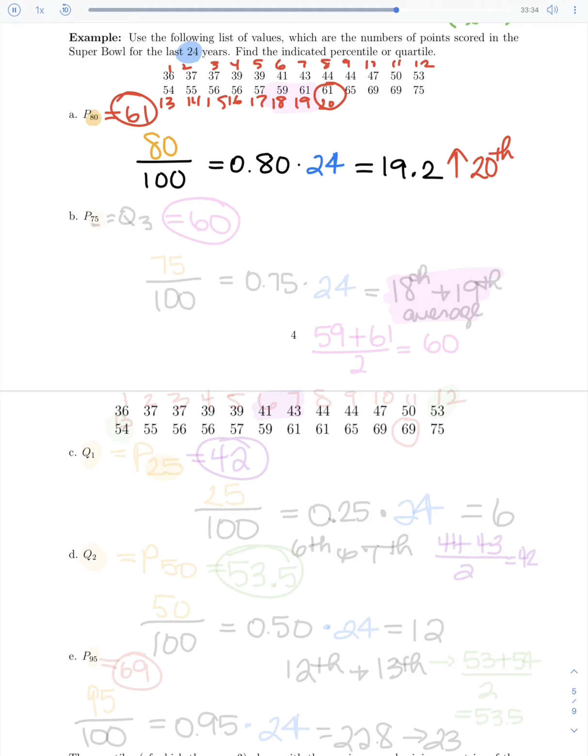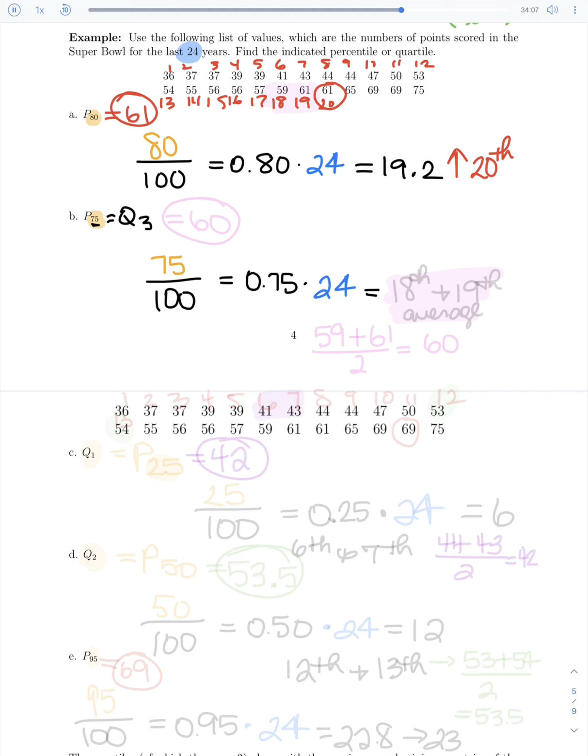Let's try another one. Let's look at the next one. The next one is the 75th percentile. Another name for that, they could have asked this the same way, would have been if they had asked for Q3. They mean the same thing. Third quartile means the 75th percentile. So we'd start out with the 75% that we're dealing with and divide it by 100, which will turn it into a decimal, which is 0.75, and we'll multiply it by however many numbers we have, which in this case is 24. And let's see what we get.